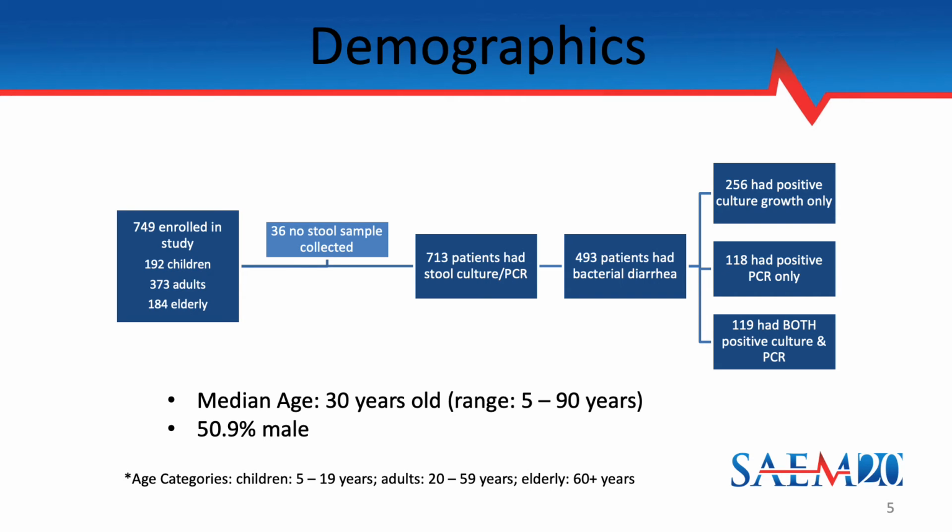Of those positive results, 256, or about 35% of samples, had growth present on stool culture only, 118, or 16.5%, had a positive E. coli PCR only, and 119, or 16.7%, had both growth on stool culture and positive E. coli PCR. The median age of included patients was 30 years, with a range of 5 to 90 years, and 50.9% of included patients were male.